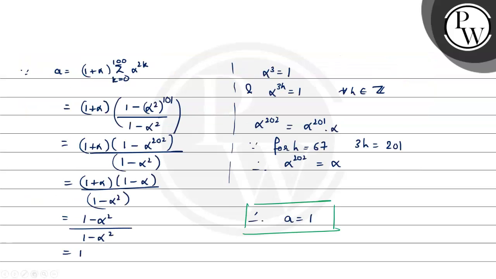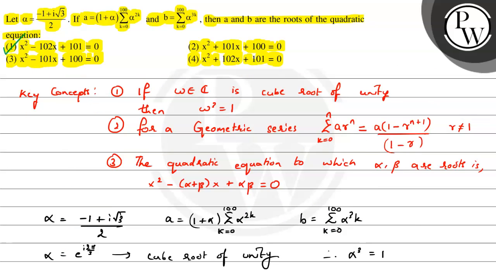So among the options, option 1, x squared minus 102x plus 101 equals 0, is the correct answer. I hope you understood it well.